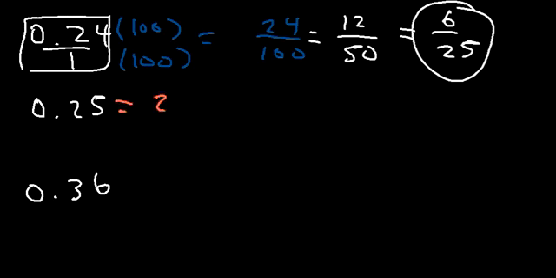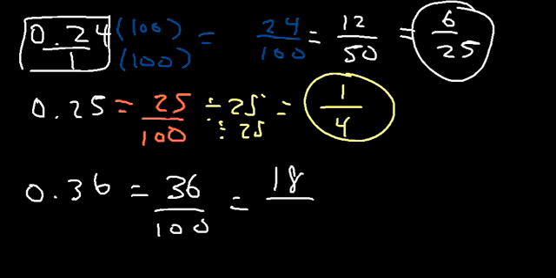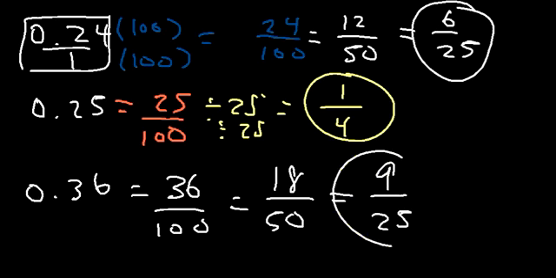So this is going to be 25 over 100. And if we divide both numbers by 25, you get 1 over 4, which is 0.25. This is 36 over 100. And if we divide both numbers by 2, half of 36 is 18, half of 100 is 50. And if we do it again, half of 18 is 9, half of 50 is 25.